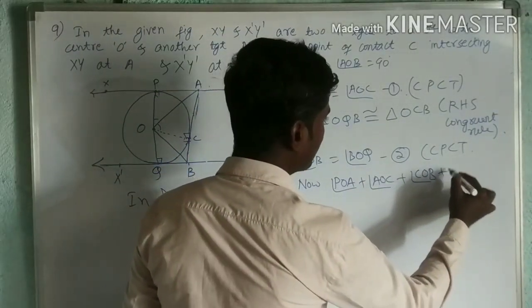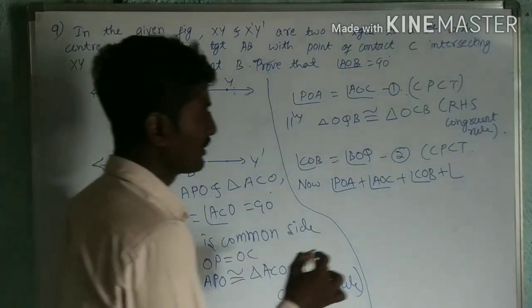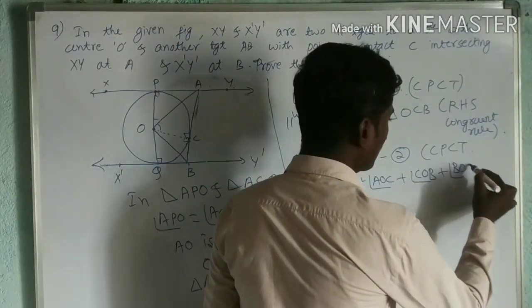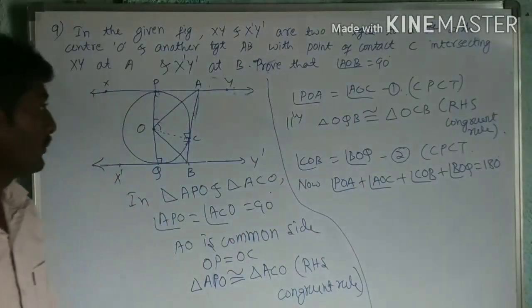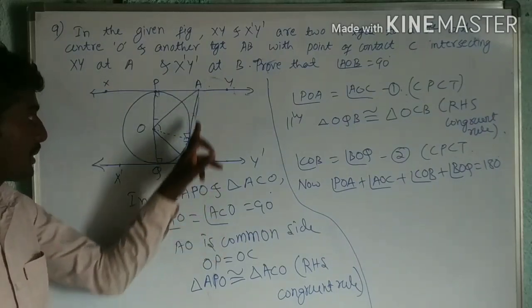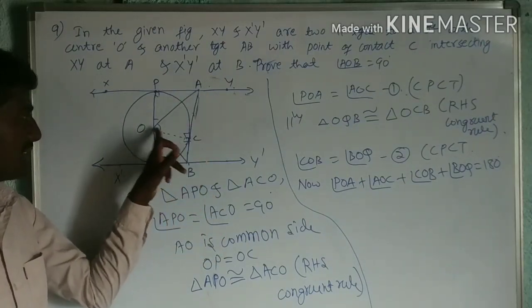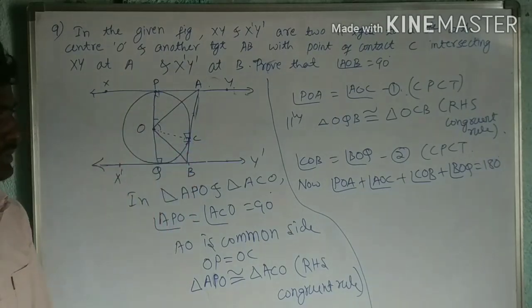COB plus another angle COB over BOQ. This is equal to how much? 180 degrees. So what we want is angle AOB. AOB is nothing but what? AOC plus COB. Okay. So the remaining two angles I have to substitute.